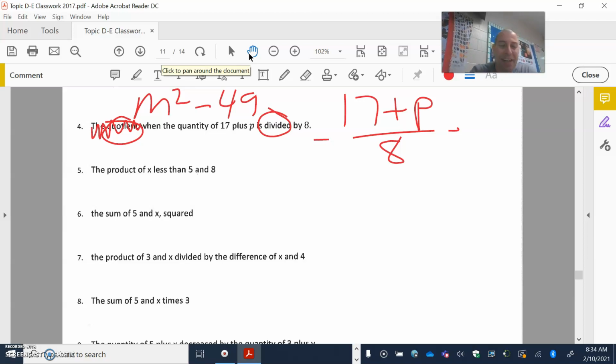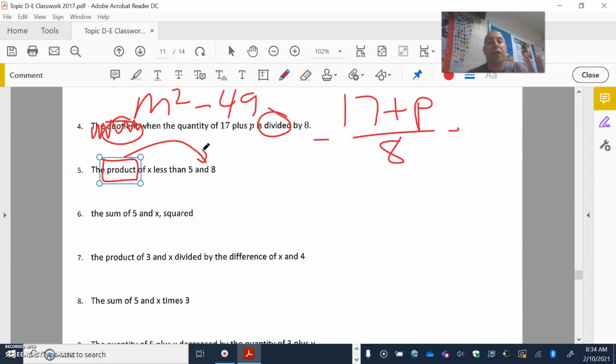All right, let's see how you did here. The product of x less than 5 and 8. So here we go. Sum was one of our boxed-in words, because that word "and" is going to be here. Same thing with product. Product is what I consider a boxed-in word because look who showed up, "and." The "and" is where that symbol is going to go. So when it was the word sum, the "and" meant to add. Now that I've got the word product, the word "and" means to multiply.